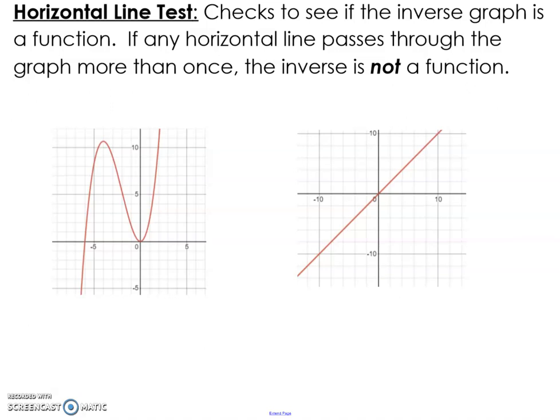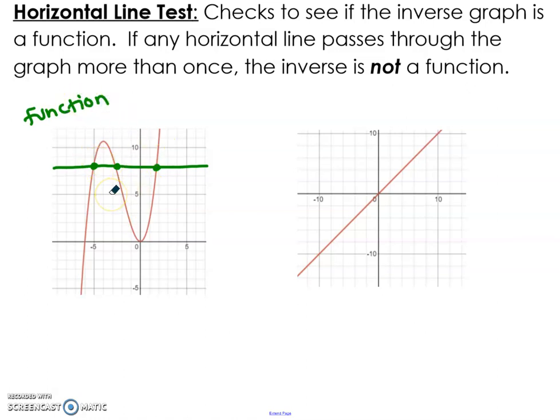Okay, the horizontal line test will check to see if the inverse graph is a function. If any horizontal line passes through the graph more than once, then the inverse is not a function. So it's the same idea as the vertical line test, but now we're going to draw horizontal lines. So if we look at this first graph, if I draw a horizontal line through, I can see it's crossing at 1, 2, 3 spots. So that means that this is not a function.